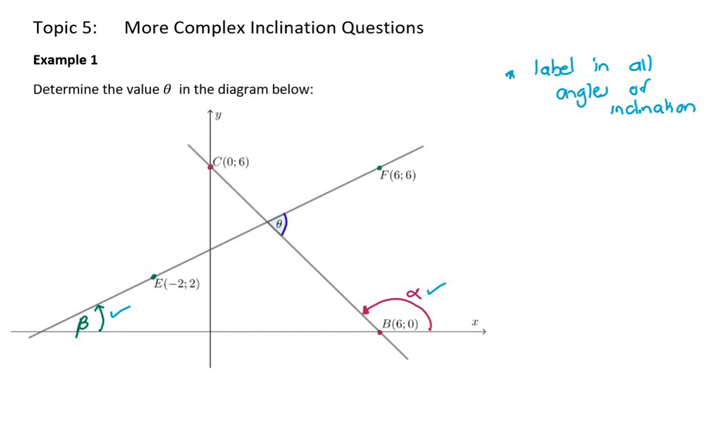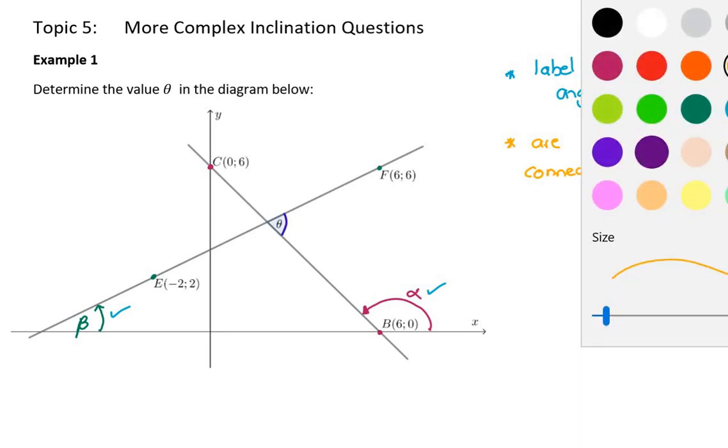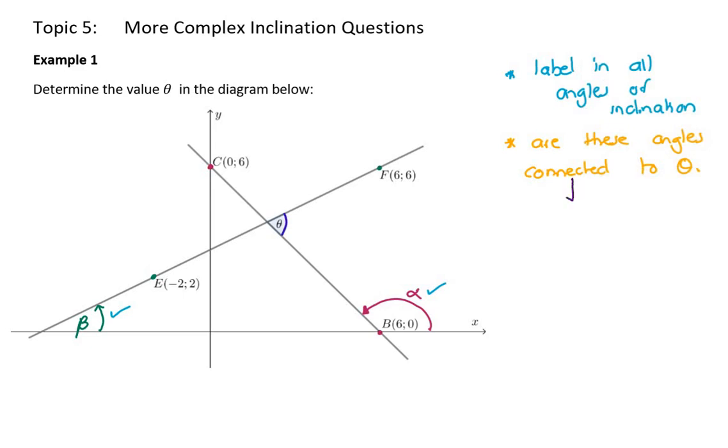So then I like to say to myself, I like to have a plan before I start. So then I say to myself, are these angles connected to the one I want in some way? So are these 2 angles of inclination connected to theta? Because theta is the one I want. Now when I say connected, what do I mean? Well, unfortunately, we've got a whole bunch of geometry that can come in here. So what do I mean by connected?